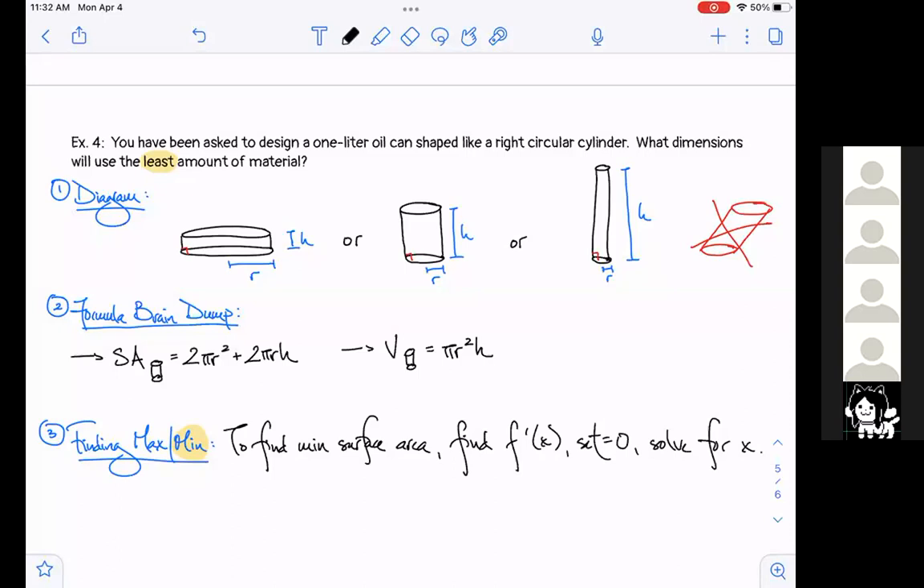Just one thing, when you're finding max and min, should we just program our minds to automatically set f prime of x equal to 0 and solve for x, because it looks like it's repetitive? Yeah, okay.